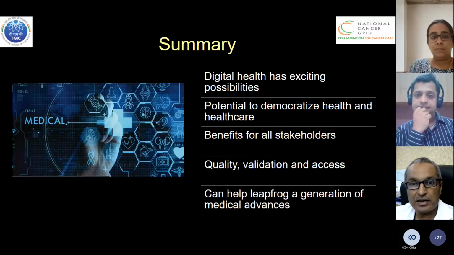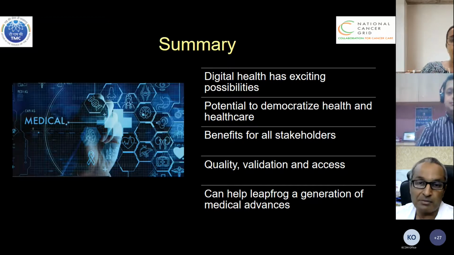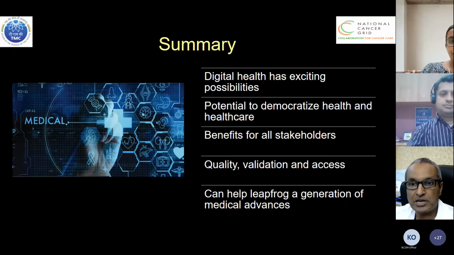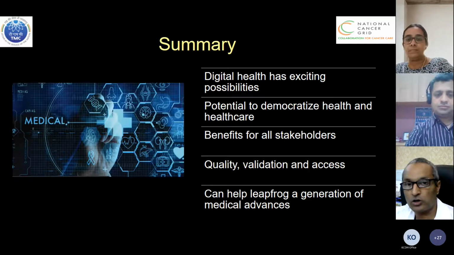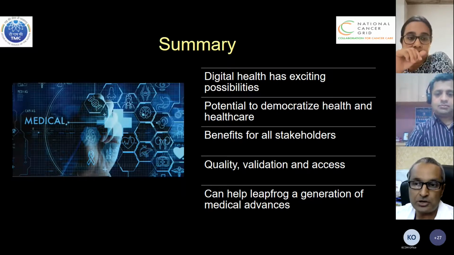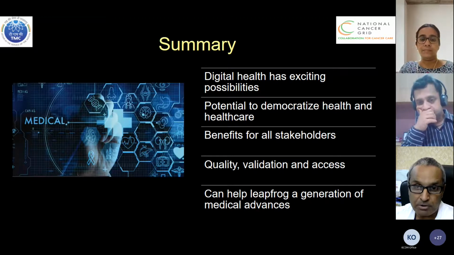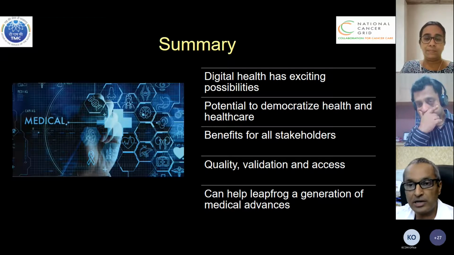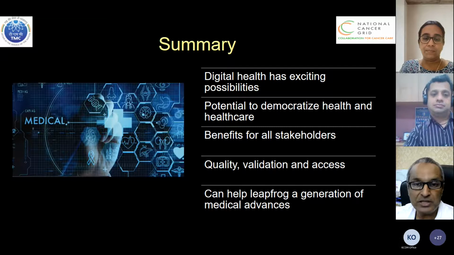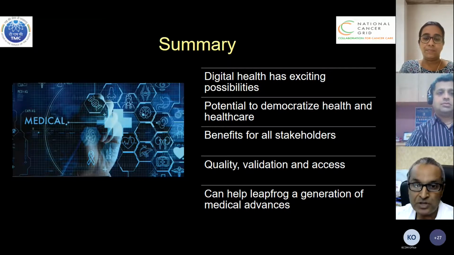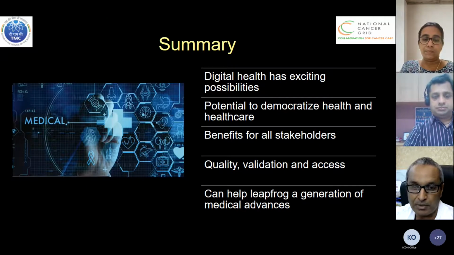So this is my final slide. To summarize, I'm a big champion of digital health. It has exciting possibilities for practically all stakeholders. It truly has the potential to democratize health and healthcare. It has the potential to benefit all the stakeholders involved in health. But quality, validation, and access should be the filters that we run every single advance which we promote under digital health. And if it passes these three filters, it's probably ready for prime time.